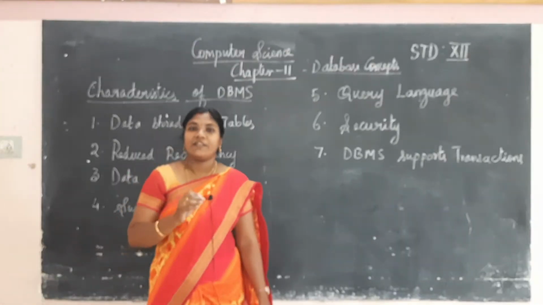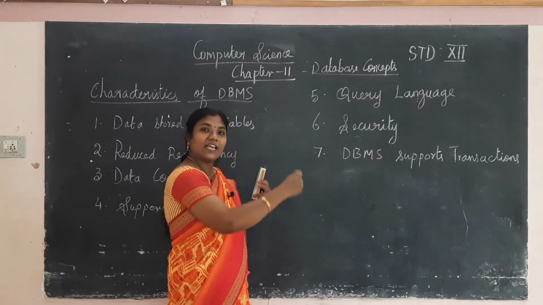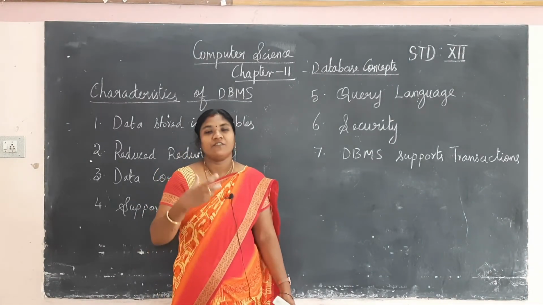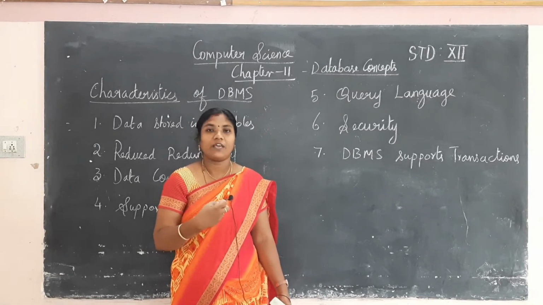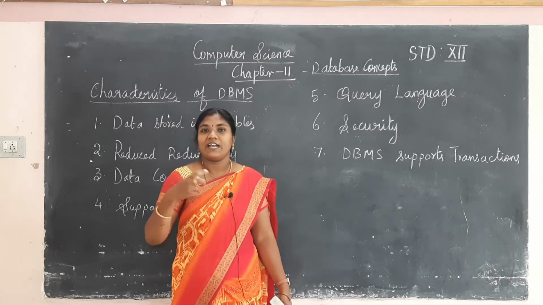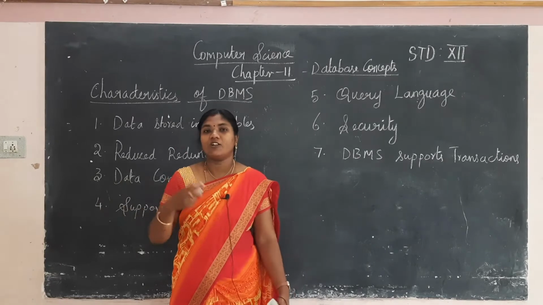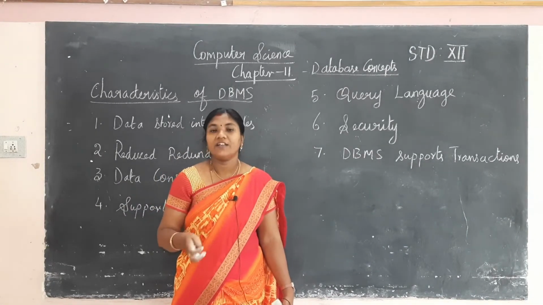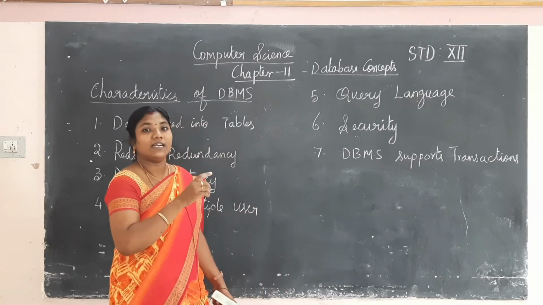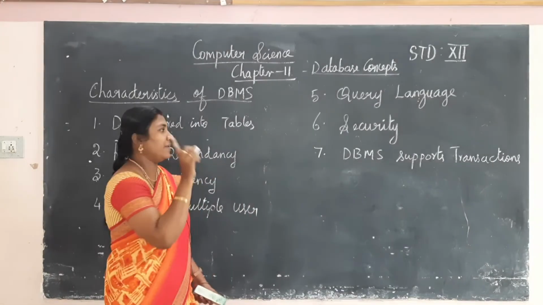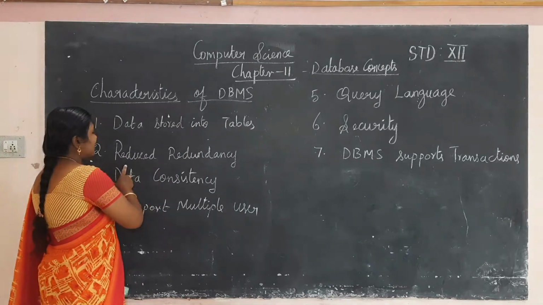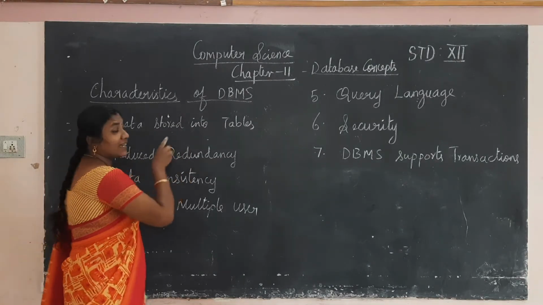You know very well that in a table it is very easy for the user to identify the format you want. Instead of writing in sentences, it is much clearer for the user if you write it in a table, right? So data is stored in a table only in a database. That is the first characteristic, and the second characteristic is reduced redundancy.